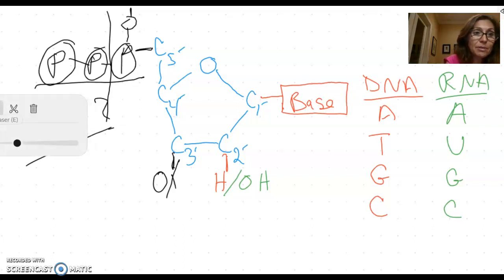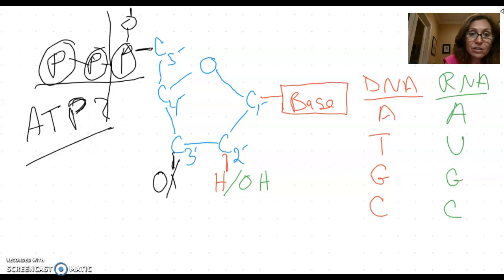Let me see if I can make my pen work again. Here we go. I think it's just erasing really slowly. Maybe I'm supposed to use that part. I don't know. You can't see what I'm doing. Sorry.